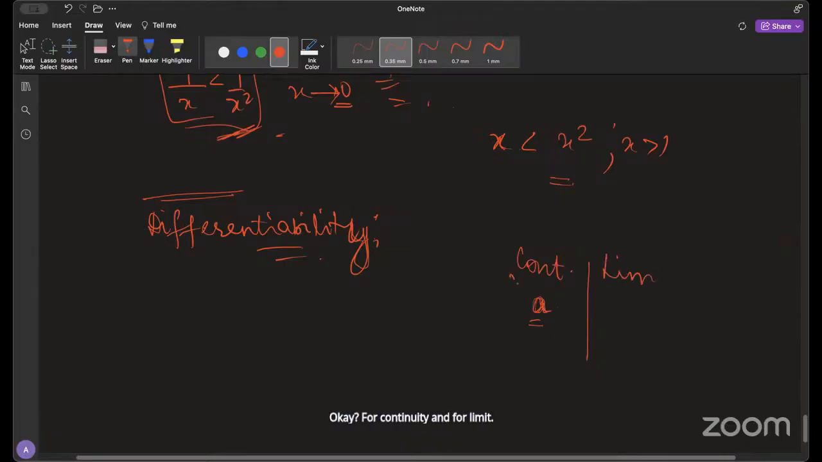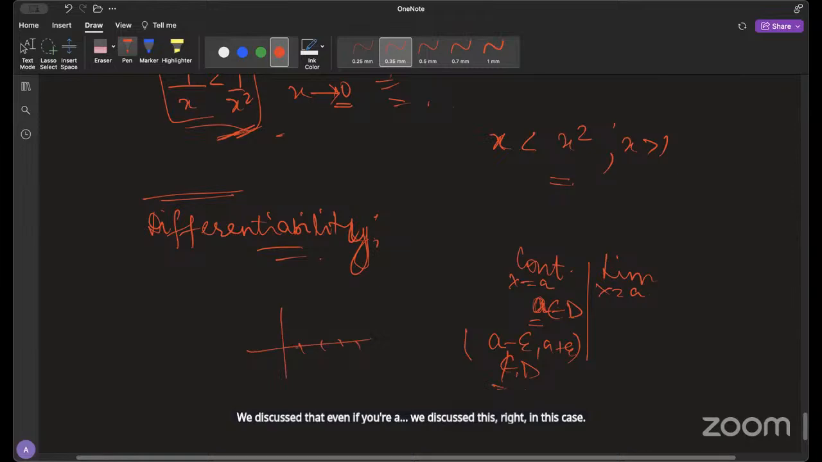It should also be in the domain. It should be in the domain, and it's okay if a minus epsilon, a plus epsilon is not in the domain. We discussed this, right? In this case, when you take discrete points, this is considered to be a continuous function.